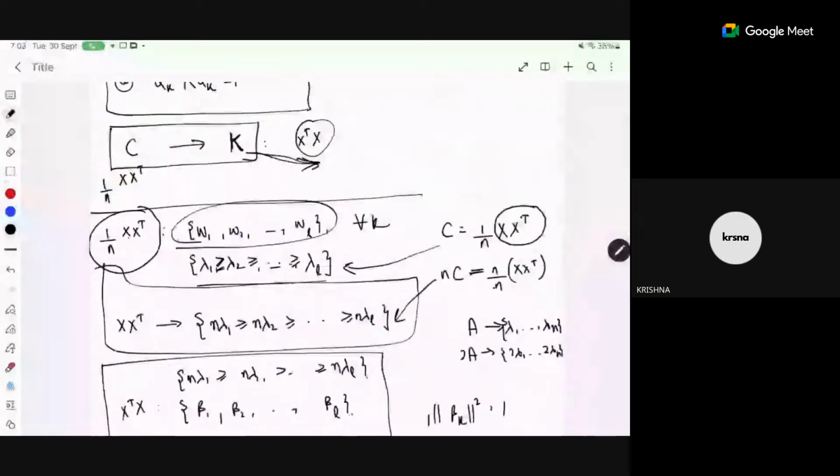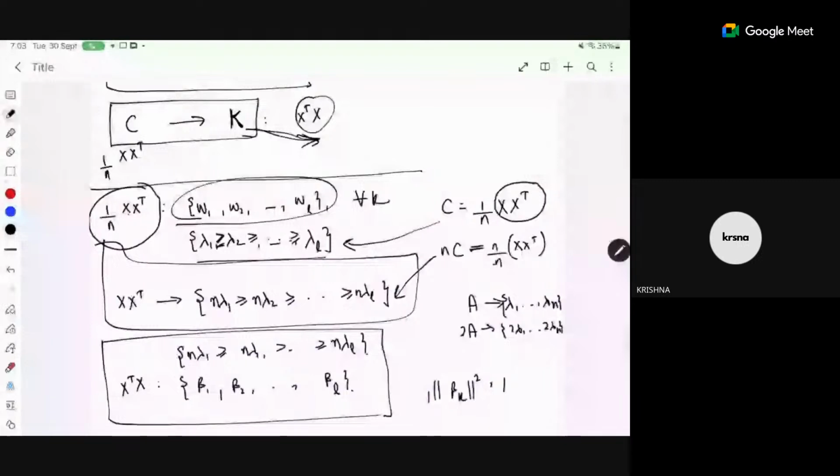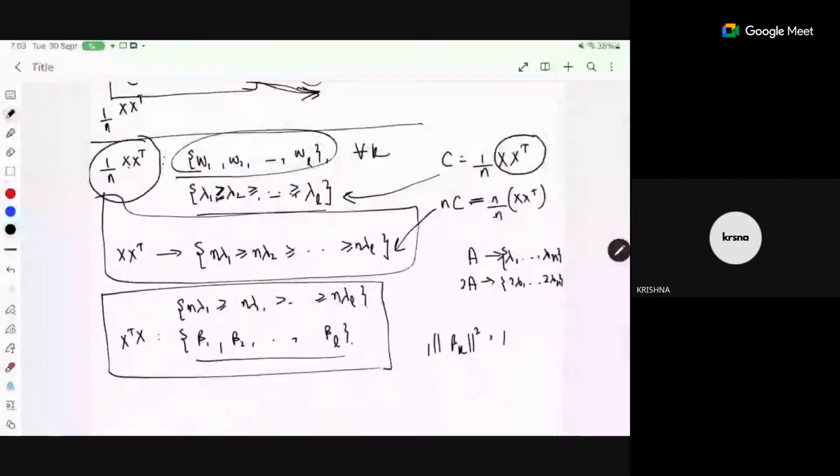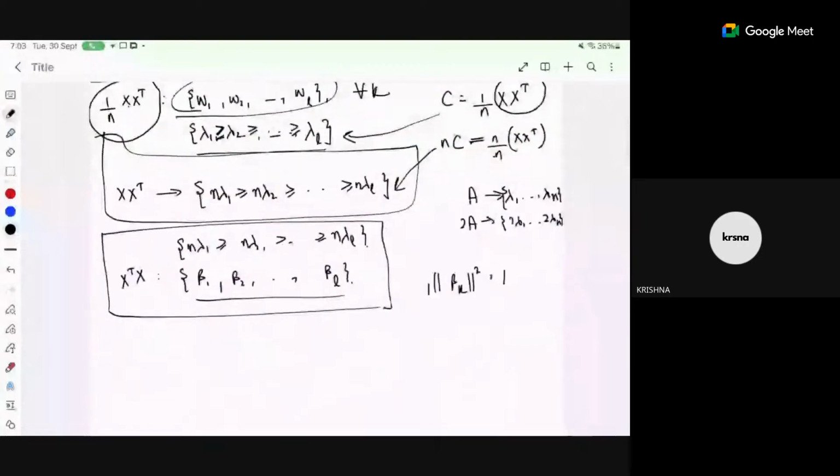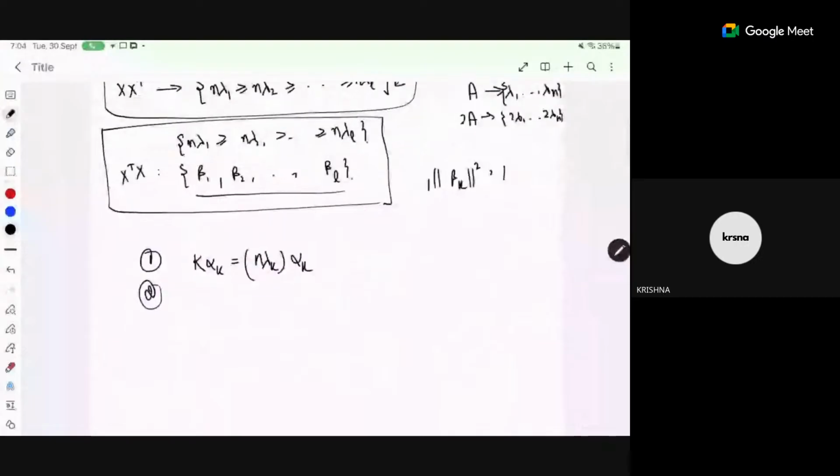Okay. And what we saw is that the eigenvalues for this matrix K are going to be the same, but these are now the eigenvectors. Let's say beta 1, beta 2, so on to beta L. They are the eigenvectors for X transpose X. So now we need to see whether the conditions that my alpha K was satisfying, which was K of alpha K equal to n lambda K times alpha K, and the second was that alpha K transpose K of alpha K has to be equal to 1. So we need to check whether my beta K also does that, and if not, what?